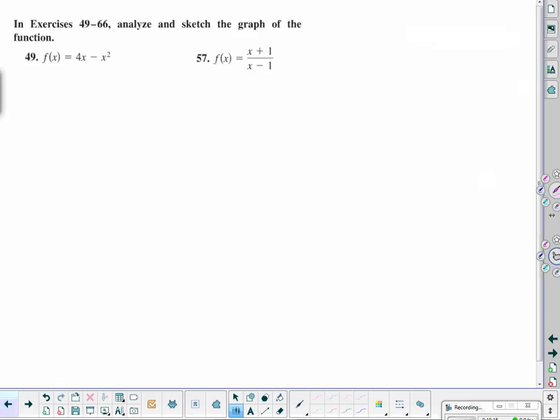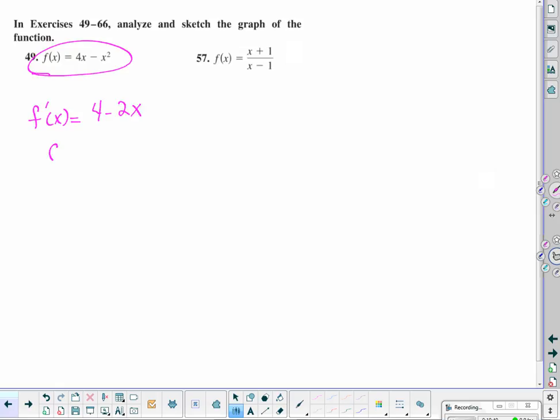All right, 49 and 50 is analyzing and trying to sketch a graph. Why don't I just focus on 49 and we'll call it a day. So 49, nice polynomial. First thing I probably would do is get my first derivative. First derivative is 4 minus 2x.